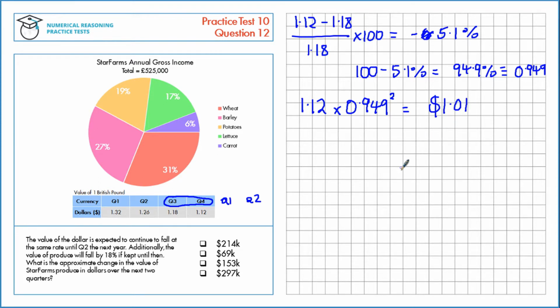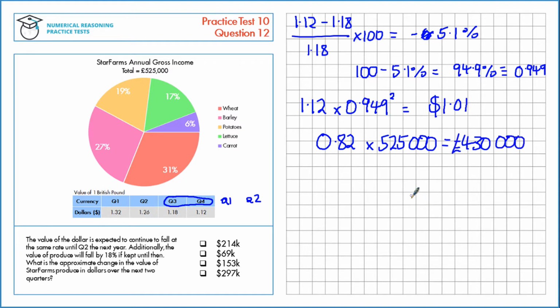Now we need to calculate the value of the Star Farm's produce by next Q2. We're told the value decreases by 18%, which is a multiplier of 0.82. It's 100%, take away 18% is 82%, 0.82. We'll multiply the value of the produce in pounds by that to get £430,000.